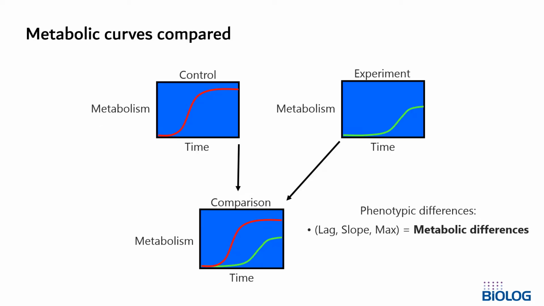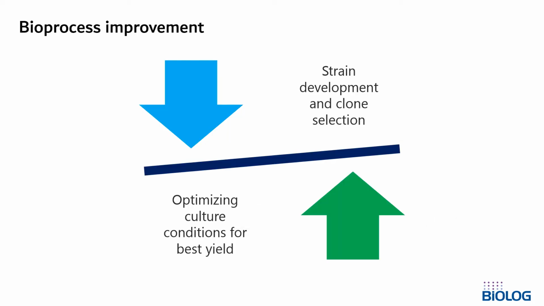As I mentioned, these are kinetic curves for each well we're looking at, and we're looking at respiration over time. And then we can investigate the lag, the slope, or the maximum response for each substrate or test condition. This technology can be used for two important aspects of bioprocess development: strain development and selection of clones, as well as optimization of culture conditions for best yield. And we'll look at those two aspects of the technology.